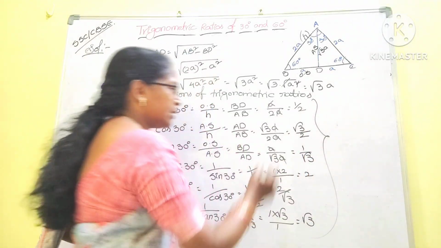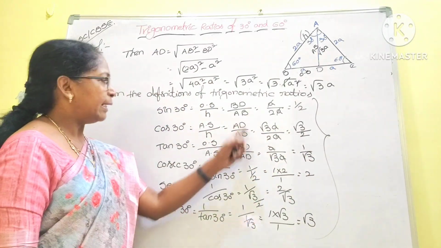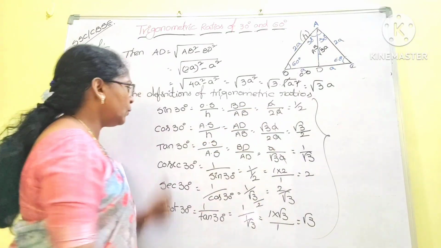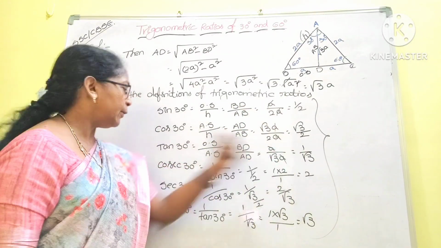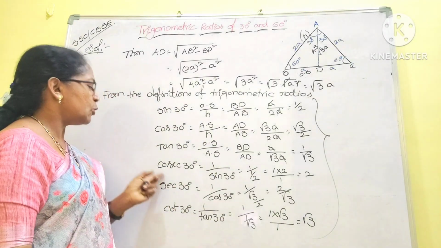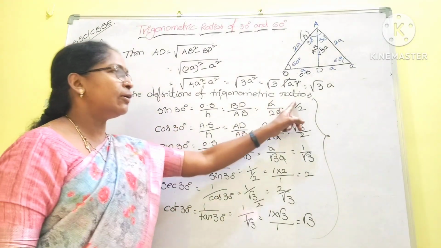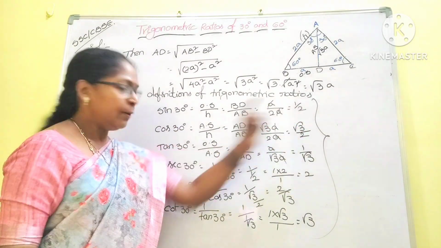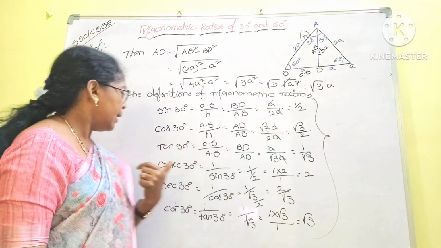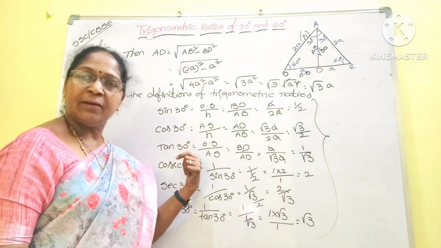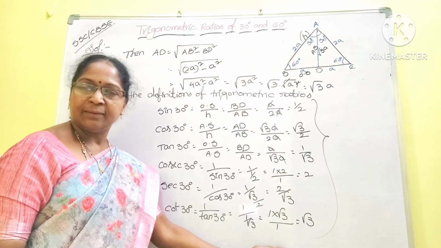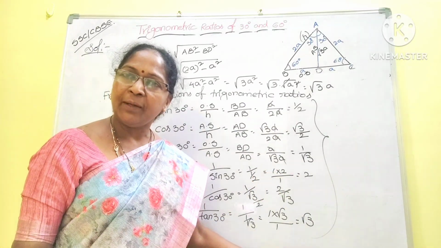These 6 are the trigonometric ratios of 30 degrees. Sin 30 equals 1 by 2, cos 30 equals root 3 by 2, and tan 30 equals 1 by root 3. The reciprocal of sin is cosecant: cosecant 30 equals 2 by 1, which is 2. Again secant 30 equals 2 by root 3, as well as cot 30 equals root 3. This is the answer.